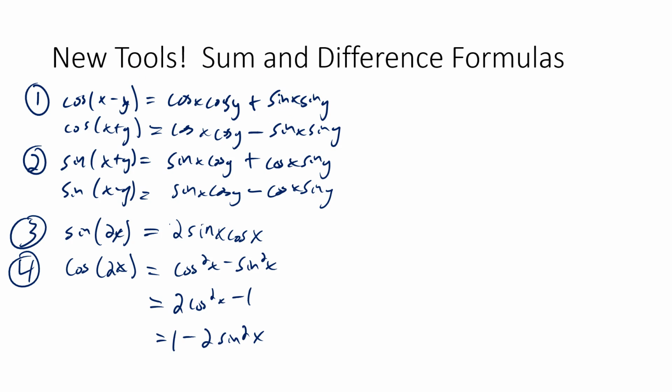We're also going to talk about tangent, so the tangent of x plus y, which you can really just get by doing sine over cosine, and also the tangent of 2x. So we'll see a couple formulas for those as well. All right, so let's take a look.